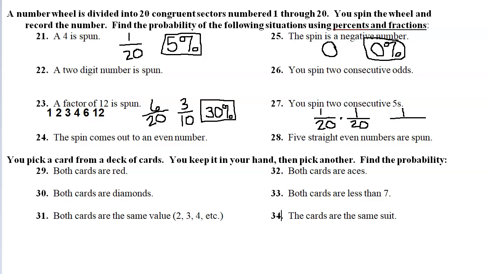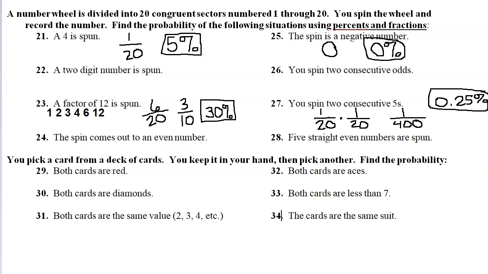But since you have to roll it twice, you're going to do 1 out of 20 times 1 out of 20, which is 1 out of 400. You have a 1 in 400 chance of doing that. Now, if you were to find the percent of that, 1 out of 100 is 1%. So it makes sense that 1 out of 400 is actually 1/4 of 1%. So again, not very likely, we'll say.